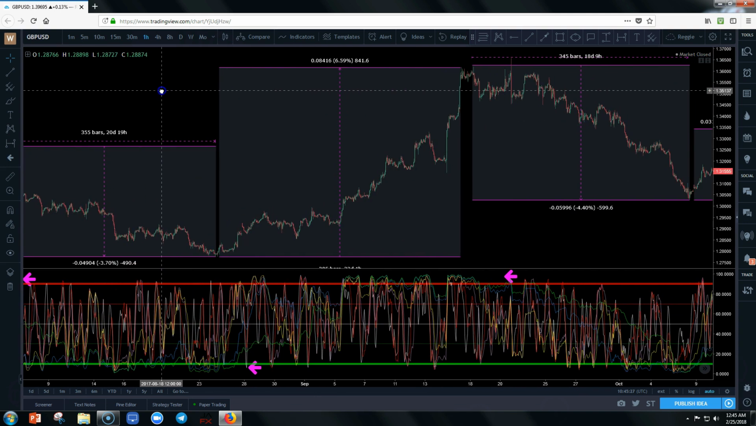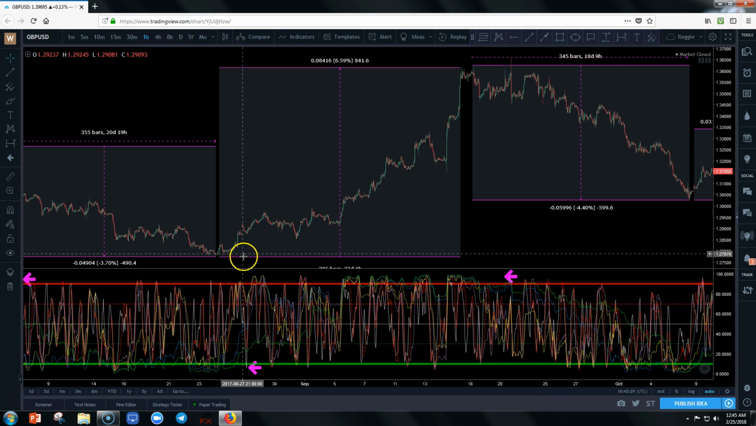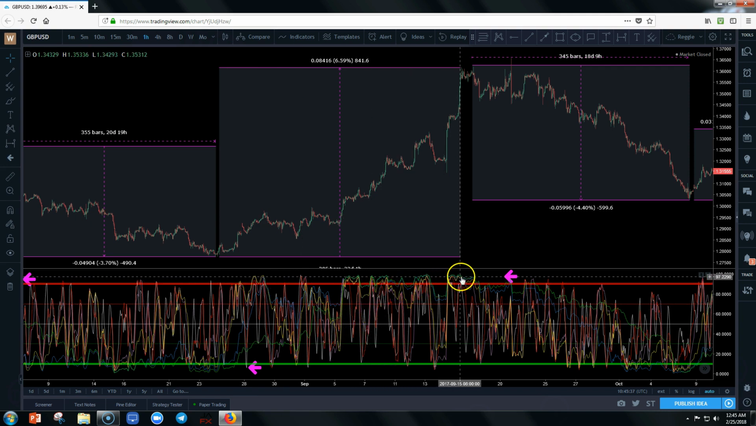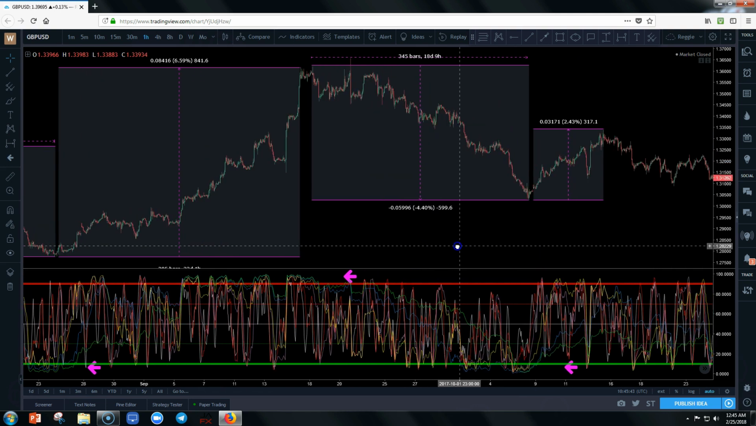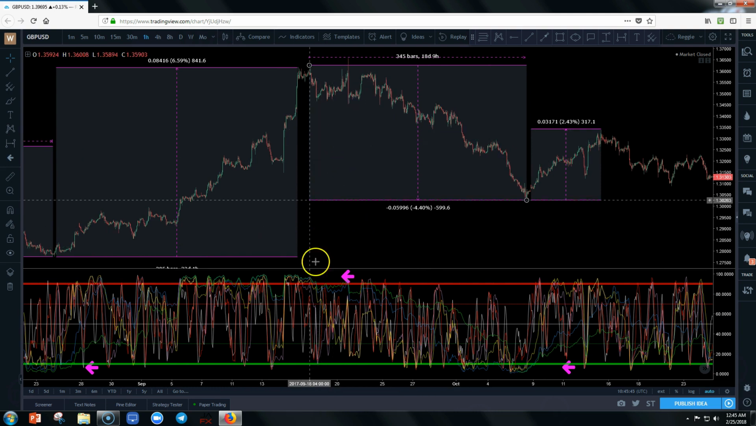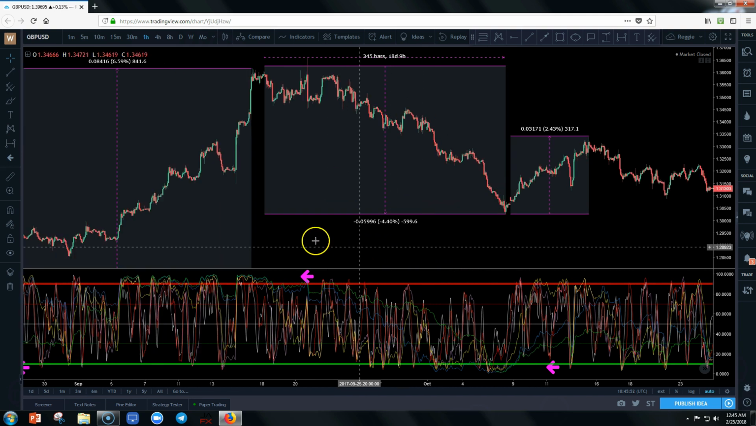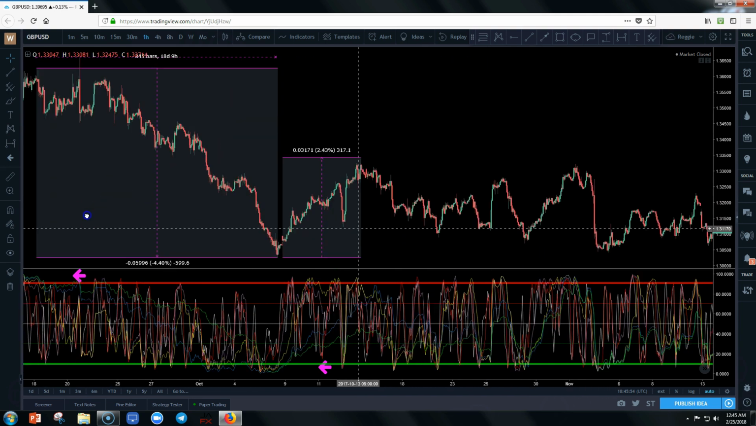So that's GBP USD. As soon as the market exhausted here at the green line, we're looking for a buy, and we would take it all the way until it exhausts above the red line, giving you an exit. And here we go again on the same thing, exhaustion point here, converging down to the green line, giving you an exit.